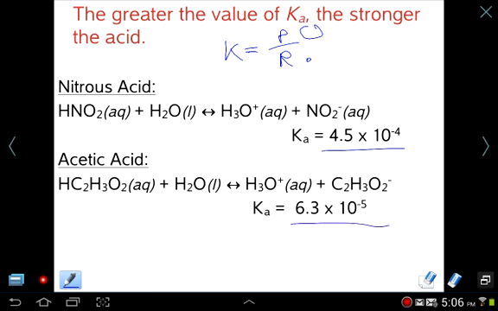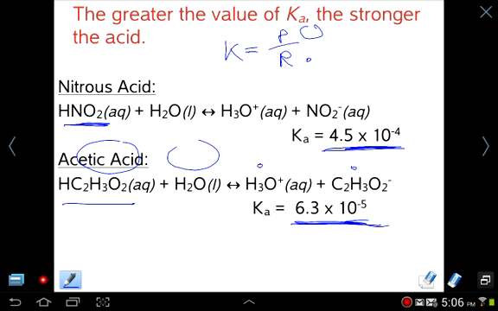So in the case of nitrous acid, your Ka is 4.5 times 10 to the negative fourth, which is a small number. However, acetic acid is even smaller. Acetic acid is 6.3 times 10 to the negative 5. So you see that acetic acid has a smaller Ka, therefore it is weaker. Remember, if this is a tiny number, that means there's just a little bit of products at equilibrium and a lot of reactants. So the smaller the Ka, the weaker the acid.